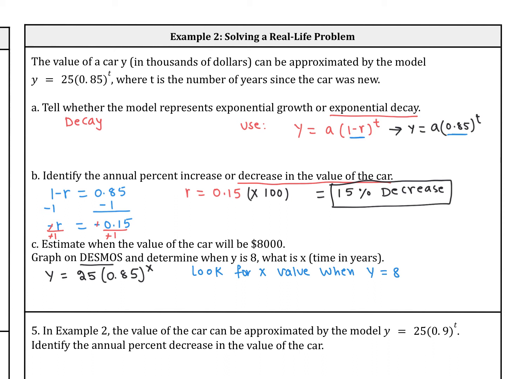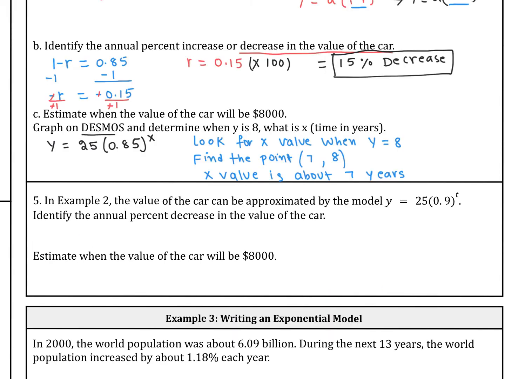When you find the point where y is approximately 8, the intersection point would be this one. So the x value is about 7 years. Next, we're going to do the Try problem number 5.